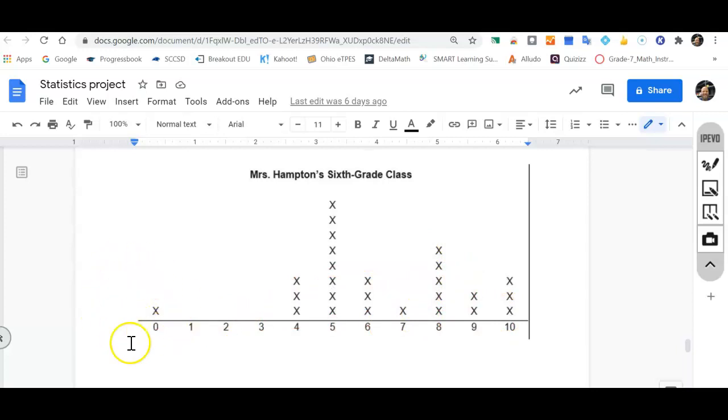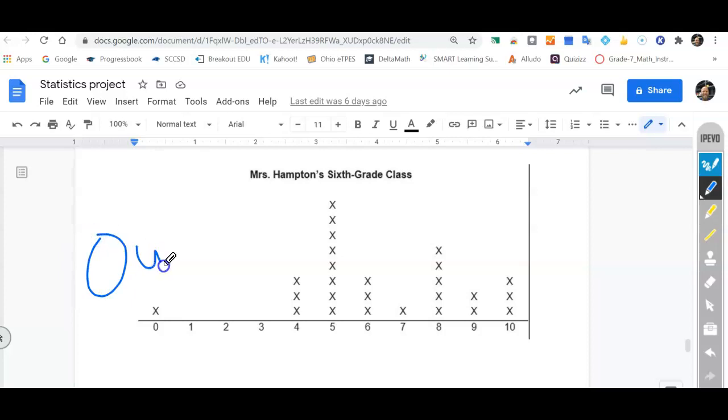What's this one? What do we call that? Come on, people, starts with an O. An outlier. Remember? That's an outlier. It's lying out there by itself. So we call it an outlier.